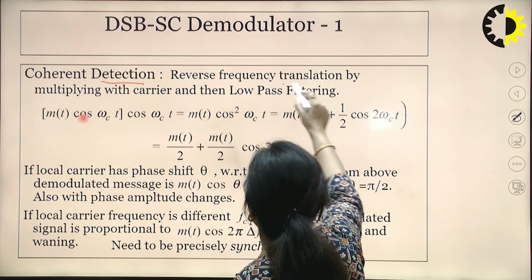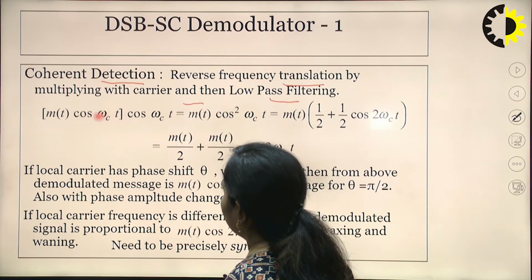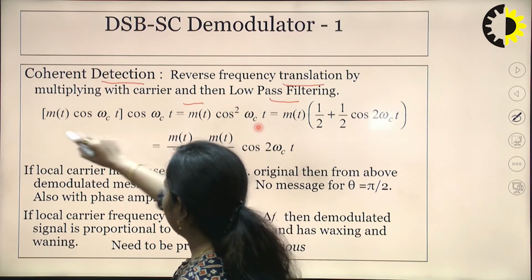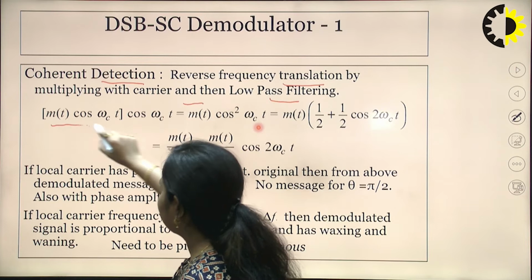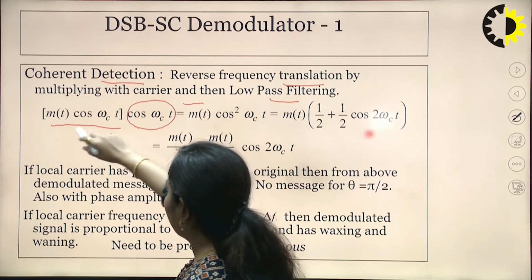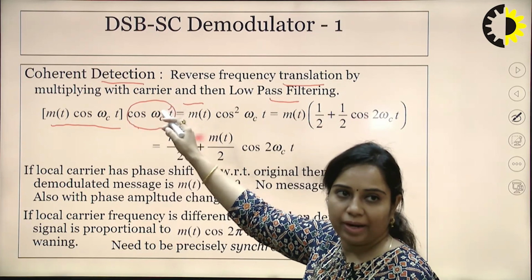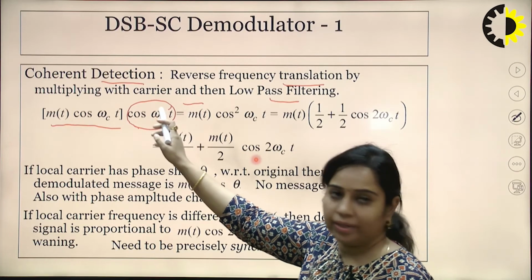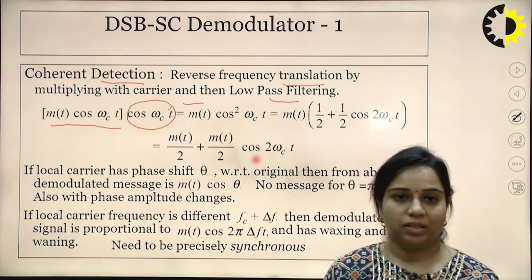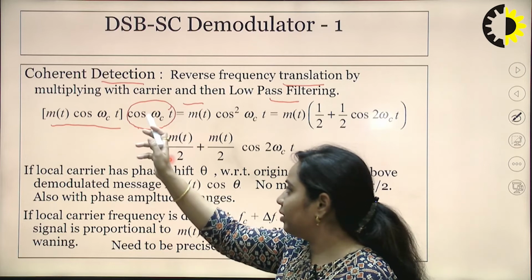The reverse frequency translation is done by multiplying with the carrier and then low pass filtering. So the concept we use in coherent detection is that we multiply the received signal with the locally generated carrier signal. So m(t) cos ωct is the standard form of the DSB-SC signal. It has to be multiplied by this carrier signal that is locally generated. This and the carrier signal generated at the transmitter side should both have the same phase and frequency. So m(t) cos ωct should be multiplied by cos ωct.